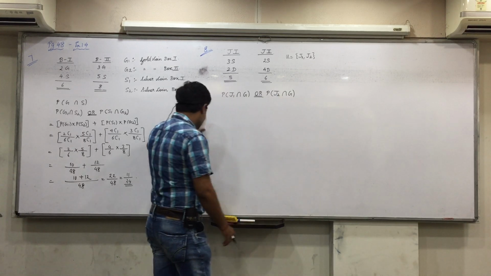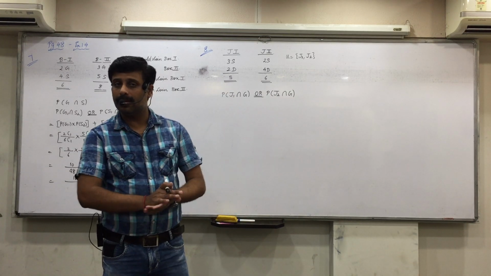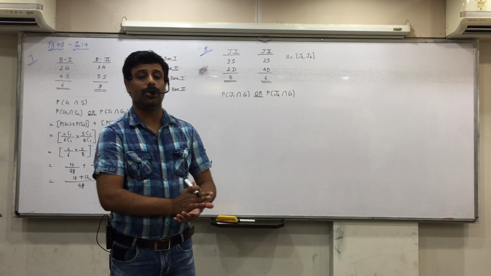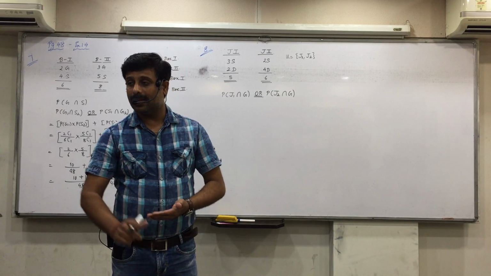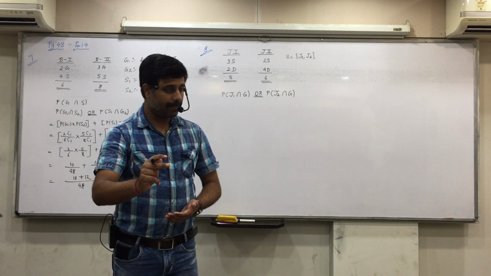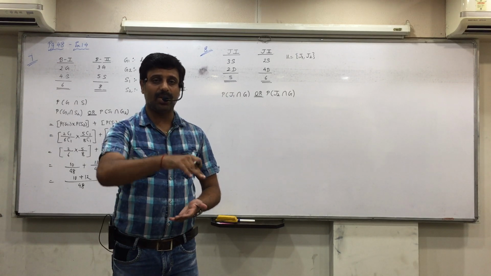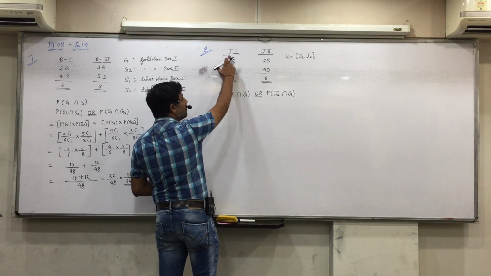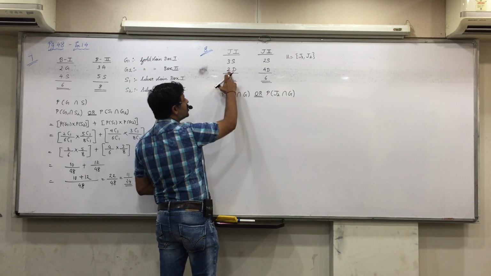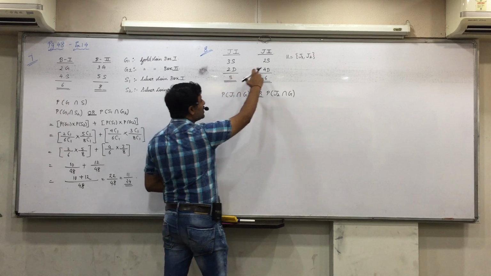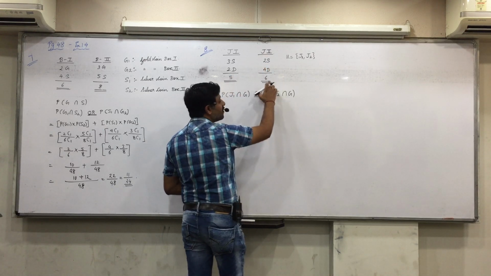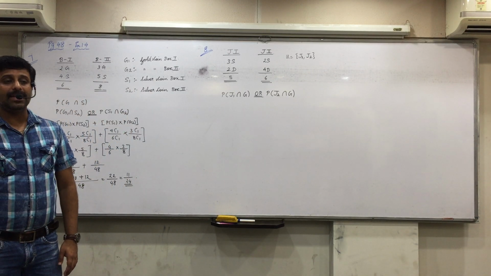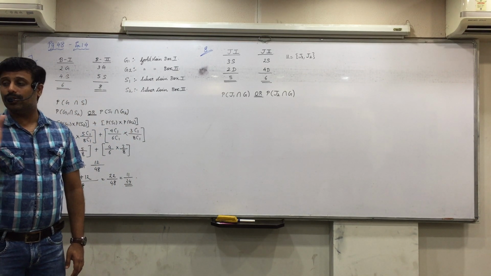Now tell me, is selection of girl dependent on the first event, the selection of family, or not? Yes, because if you select joint family 1, then the selection of girl will differ. If you select joint family 2, then the selection of girl will differ. So here, event G is dependent on the selection of joint family.